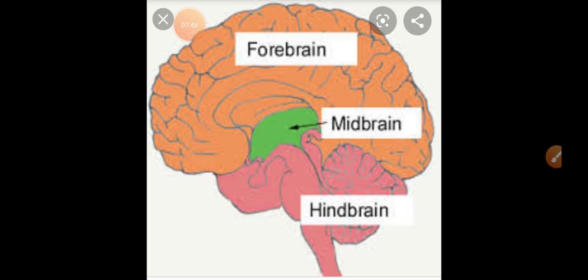See the parts. They have shown that the brain is divided into forebrain, midbrain and hindbrain. The orange part which you see, occupying the maximum area, is your forebrain. Just below the forebrain you have the midbrain, which is green in color, and the posterior part of the brain is your hindbrain. Like this they have divided your brain into three main parts.